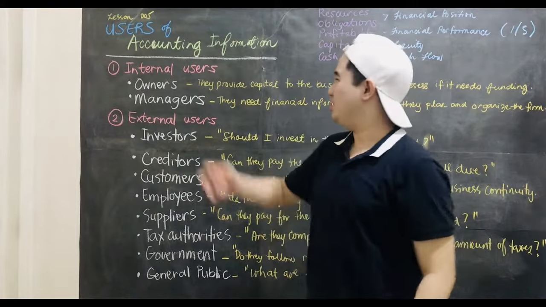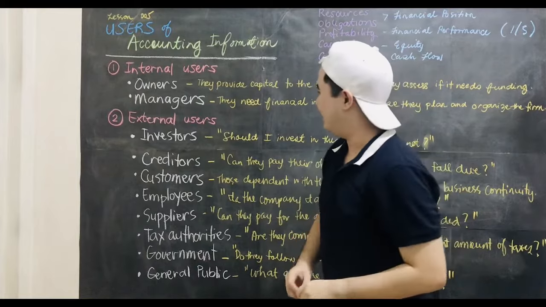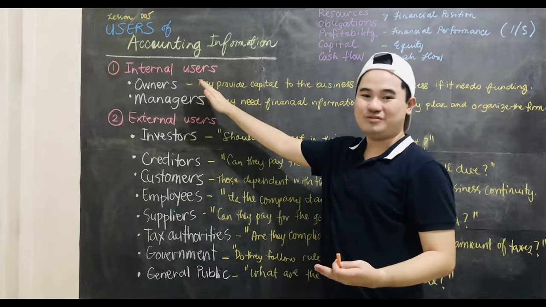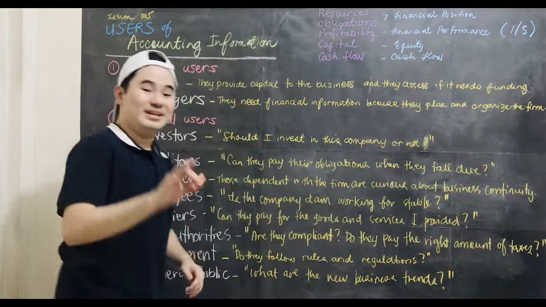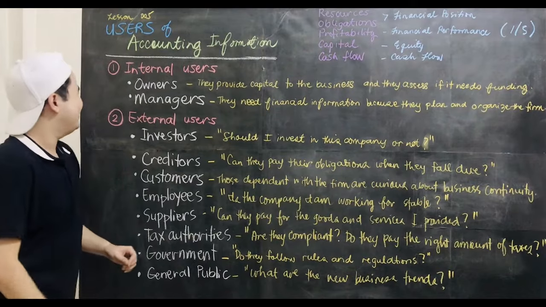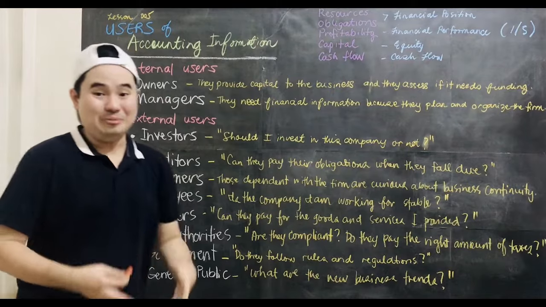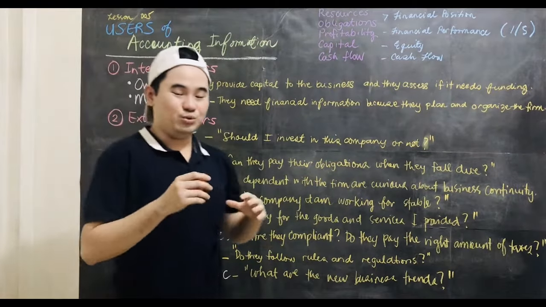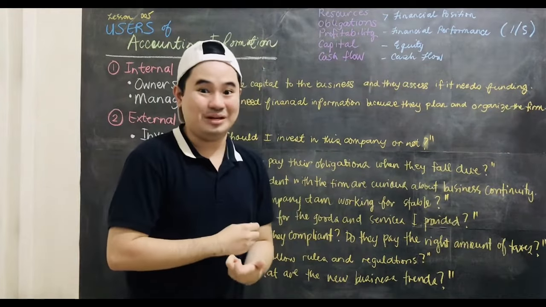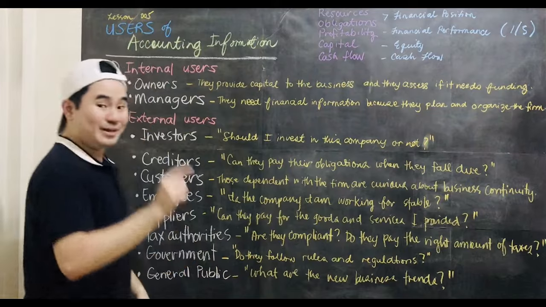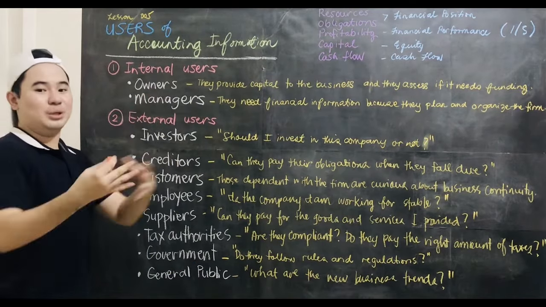Now, I will introduce to you the different users of accounting information, and take note that we have two kinds. Again, internal users of accounting information and external users of accounting information. So let's deal with them one by one. Internal users of accounting information are those who are inside the company. Basically, they do the decision making for the company, and they are very curious about the stability of their own company. So the best example of an internal user of accounting information is basically the owners of the company.